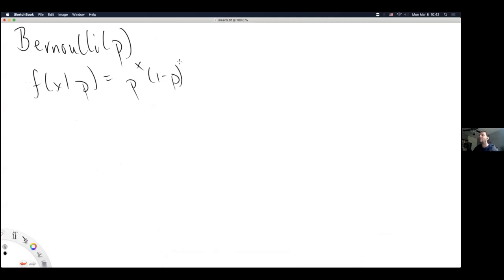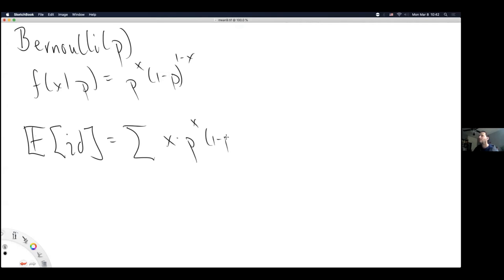In general, you can write out the Bernoulli density function like this. We just happened to fill in p equals 0.5 for the last example. So if we're going to find the mean, we need a sum of x times p to the x, 1 minus p to the 1 minus x, for x in 0 and 1.